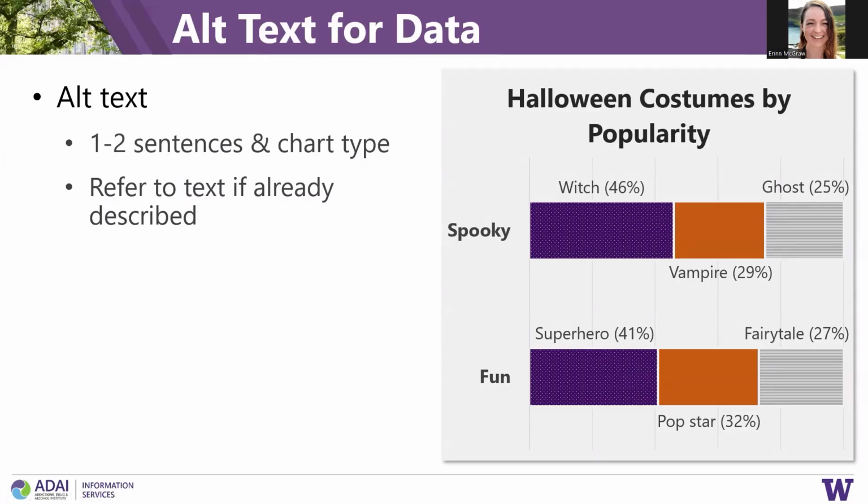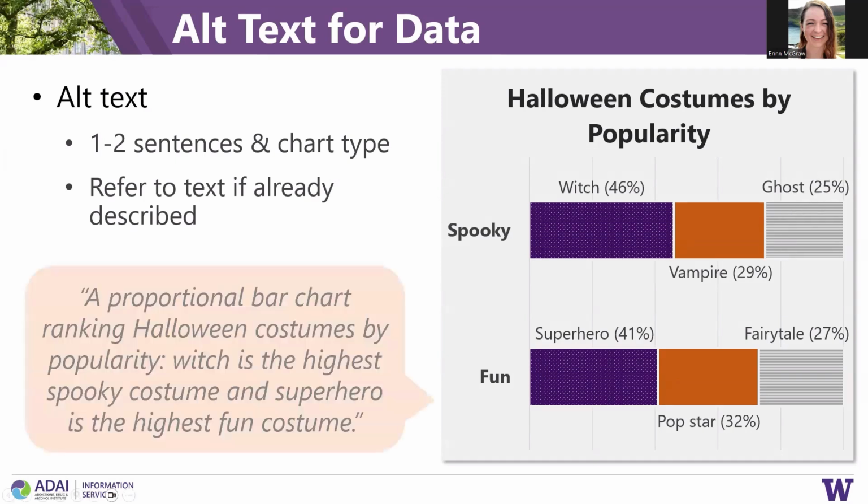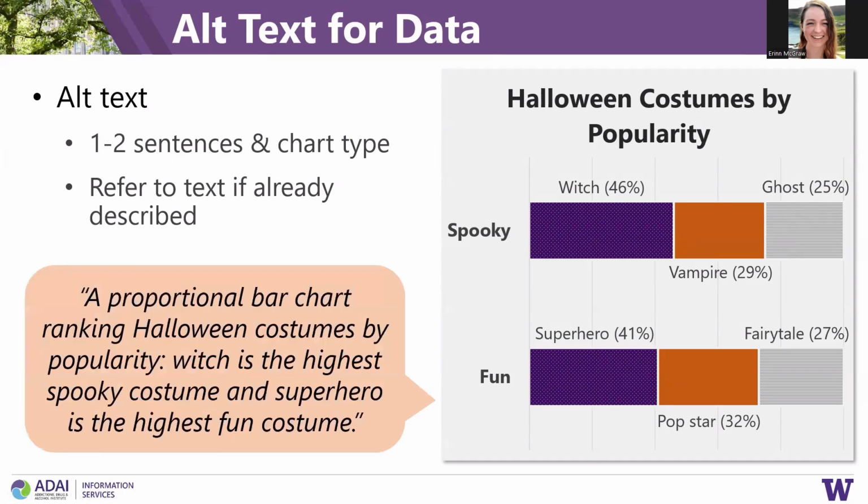The description will depend on what information your audience will find most relevant or important. You don't have to include each data point necessarily. Sometimes you can describe just the most important data or an overall trend in the data in plain language. One example of this for our chart here is a proportional bar chart ranking Halloween costumes by popularity. Witch is the highest spooky costume, superhero is the highest fun costume.